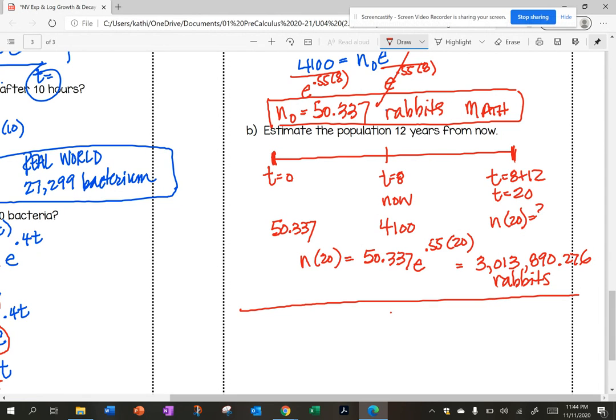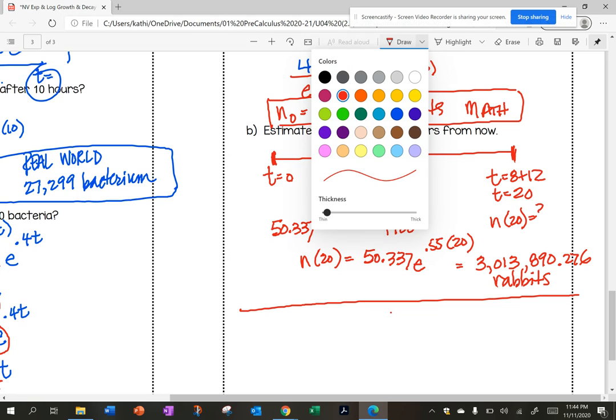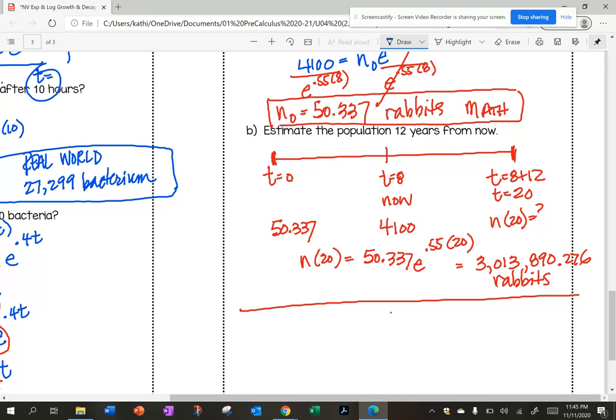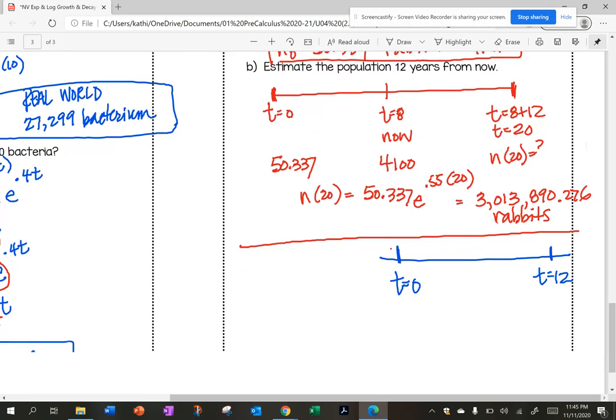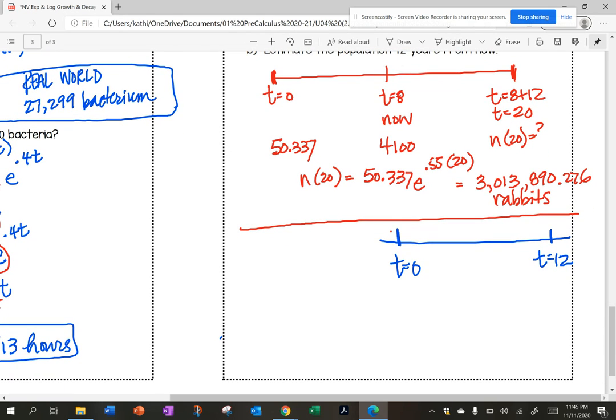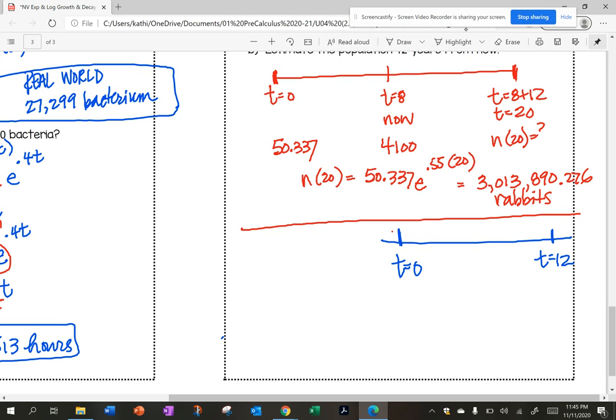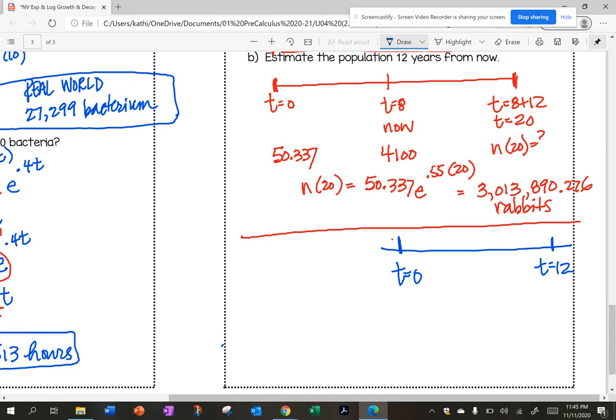Another way I could look at the timeline is where I'm saying the now is t sub 0 and 12 years from now. But when I'm saying t sub 0 is here, my rabbits, the n sub 0 is this 4,100. And I'm looking for n at 12, not n at 20.